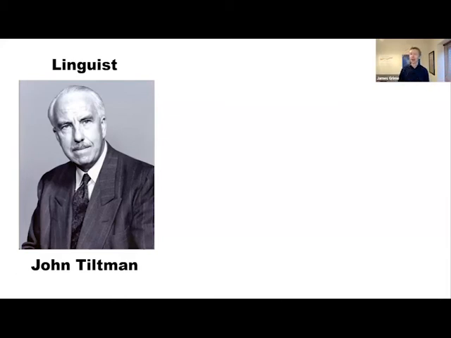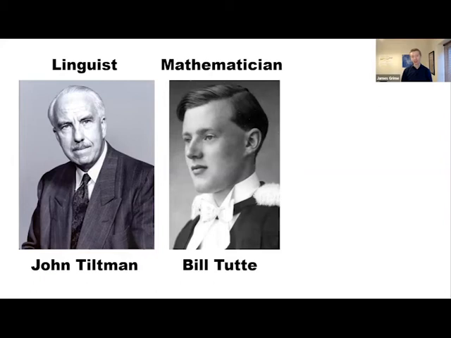And he gave that random string of dots and crosses to a young mathematician called Bill Tutt. There's Bill Tutt. He was fresh out of university, just graduated, and he had a reputation as being a bit of a puzzle solver, a problem solver. So they said, here, take these dots and crosses. What do you think?